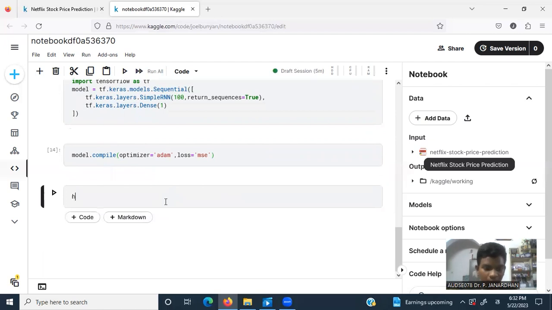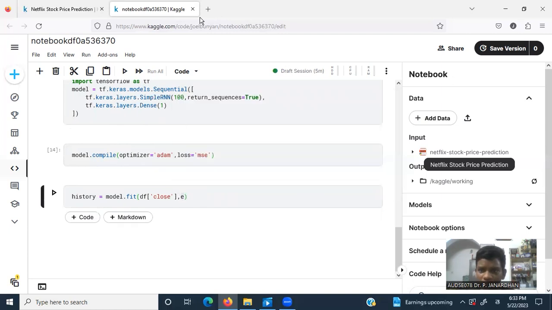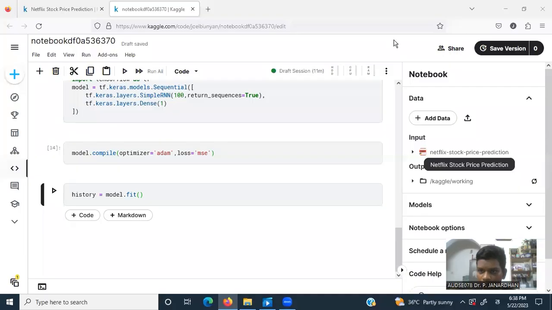And now let's train the model. I'm going to say history equals model.fit on df close. I'm going to train the model on df close, the close values, and then I'm going to use epochs.